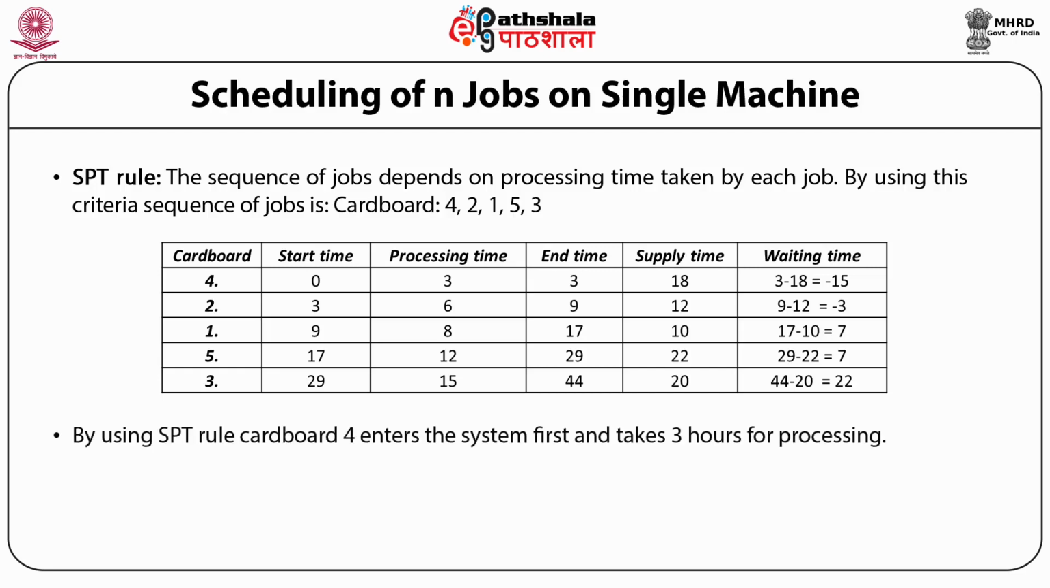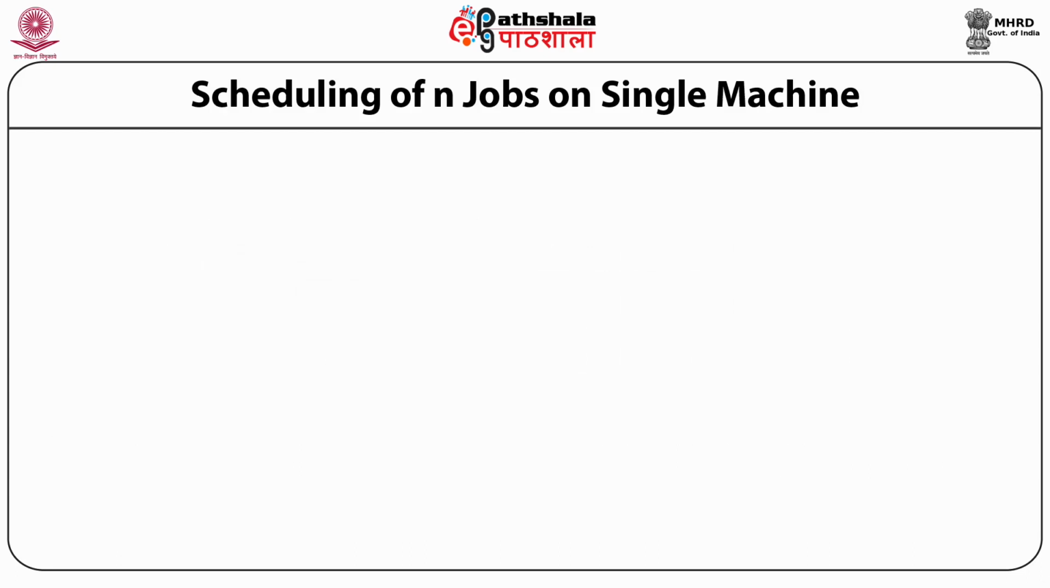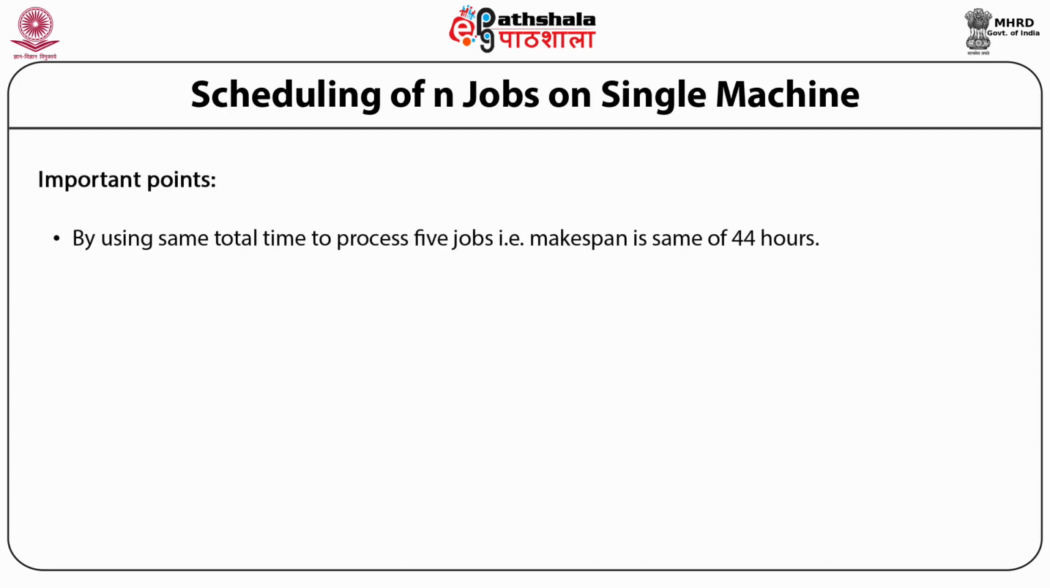By using the SPT rule, cardboard 4 enters the system first and takes 3 hours for processing. It has to be delivered after 18 hours, but is delivered only after 3 hours. Similarly, the waiting time for the other jobs is also calculated. Important point: using the same total time to process 5 jobs, that is, the makespan is the same, 44 hours.